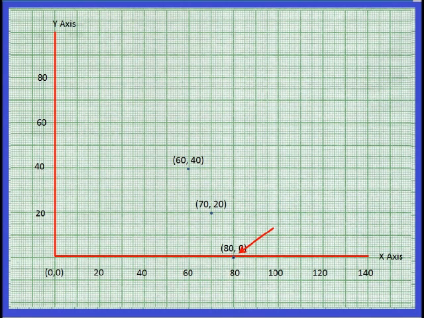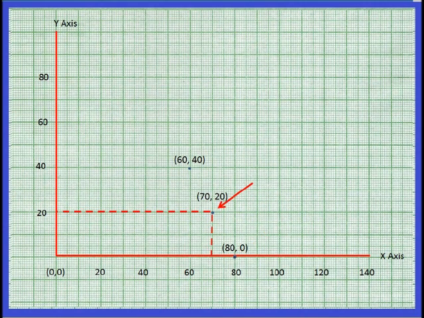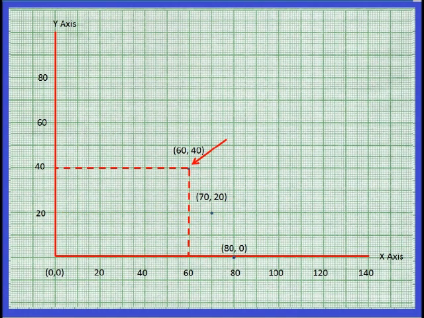This is the first set of values in the table, that is 80, 0, which is shown by a red arrow. This is the second set of values, 70, 20, that means 70 on the x-axis and 20 on the y-axis. This is the third set of values, 60, 40, that means 60 on the x-axis and 40 on the y-axis. Now join all the 3 points by a straight line. This line represents 2x is equal to 160 minus y.